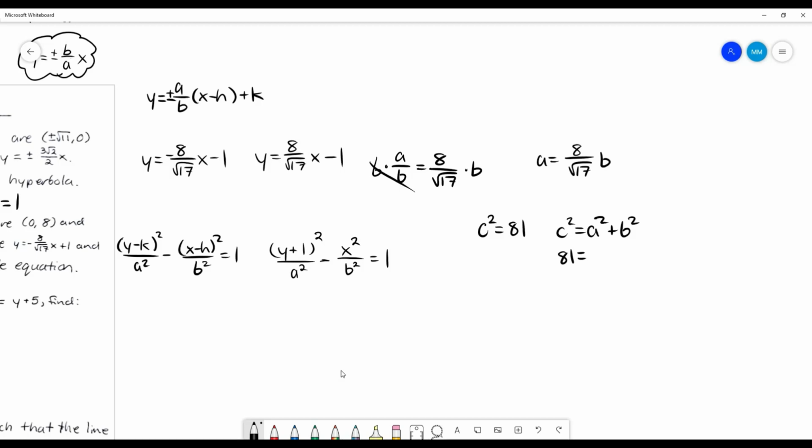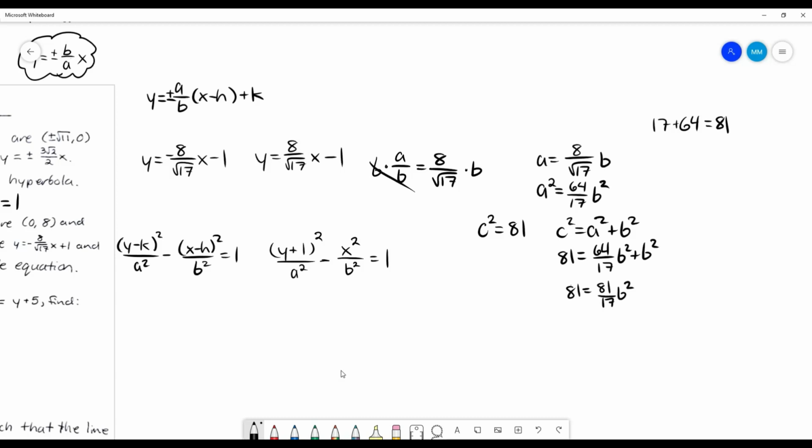So I know 81 equals a squared. Oh, actually, hold on. Let's square this now, so that we can swap that out. So a squared is going to equal 64 over 17 b squared. So I'm going to plug that in for that a squared. So it's going to be 64/17 b squared plus b squared, which is 17/17. So let's combine that. Let's see, it's going to be 81. Oh, interesting.